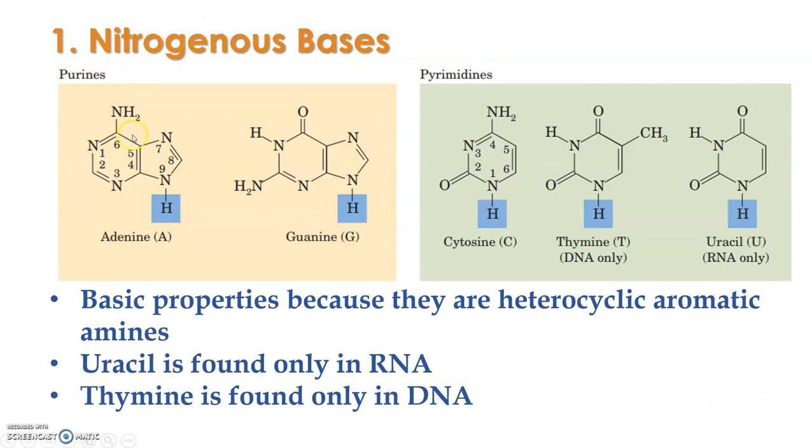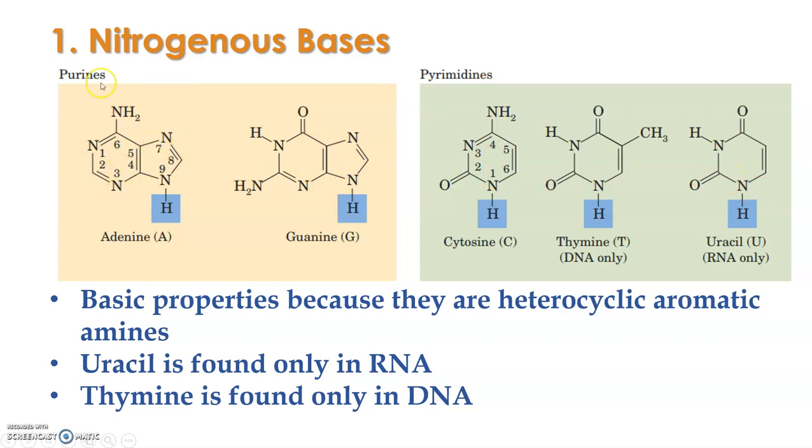So nitrogenous bases, from the word itself, base, meaning it has basic properties, because they are heterocyclic aromatic amines. Remember, aromatic compounds, guys. So they are aromatic compounds, aromatic amines. Also, they are classified as purines or pyrimidines. So you have your purines, you have two rings here, while pyrimidines only have a single ring.